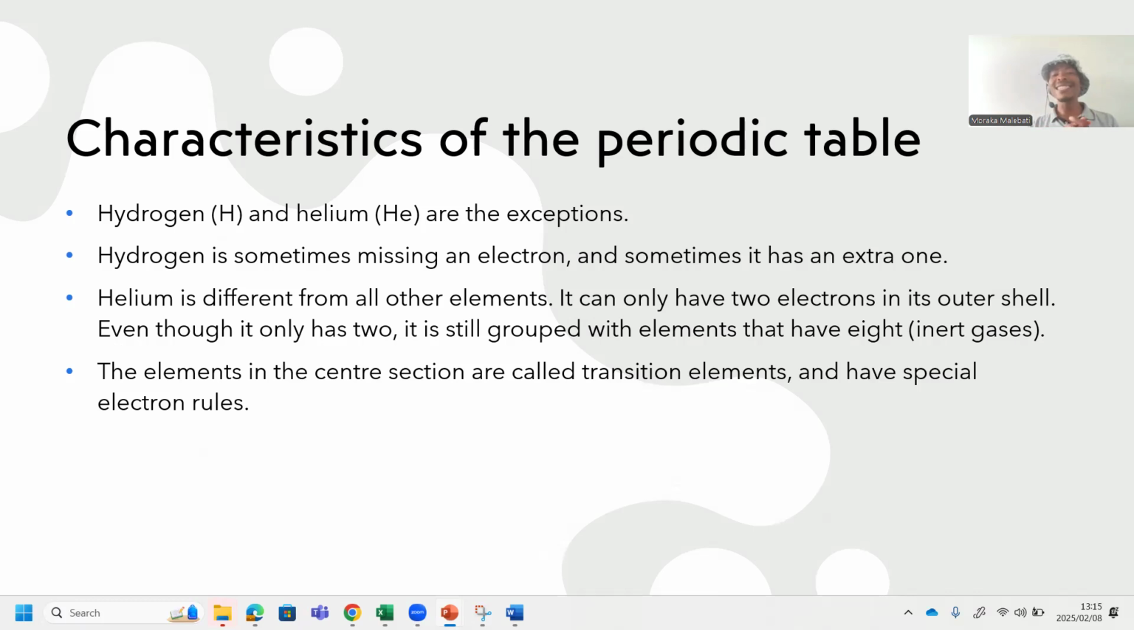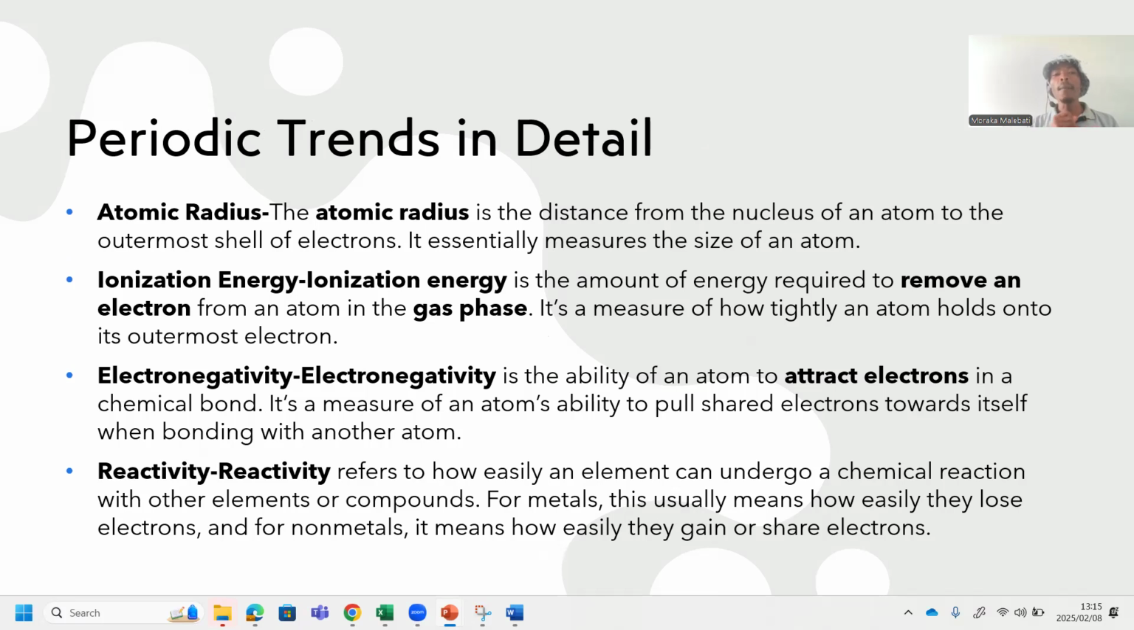The elements in the center section are called transition elements and have their special electron roles. So in the end, we've already talked about these periodic trends in detail. We've talked about the atomic radius decreasing from left to right, but increasing from top to bottom. We've also talked about ionization energy increasing from left to right, but decreasing from top to bottom, and so on. So this brings us to the end of the characteristics of the periodic table.